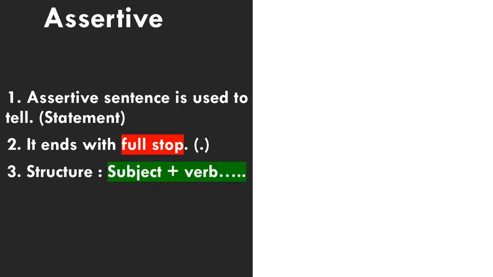Now why I am telling you all these things? Because in this video we are going to convert imperative into assertive and imperative into interrogative. So when we want to convert it, we must know that for what purpose it is used and what kind of punctuation is used in that and what structure we have to follow. So we have to follow all these things while converting. That's why it is very necessary for you to know everything about assertive as well as interrogative.